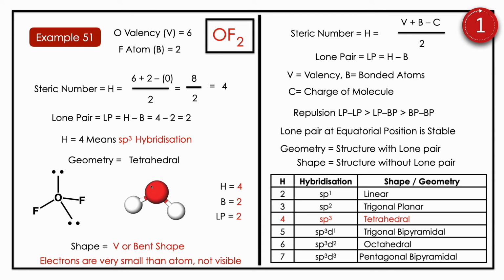H4 means sp3 hybridization. Geometry is tetrahedral, but you have two lone pairs in the system. Lone pairs will be at high angle. Lone pairs are not visible, so it will be like bent, or you can say V shape also. So the geometry is tetrahedral, shape is bent shape.